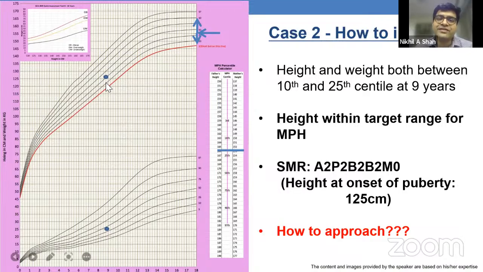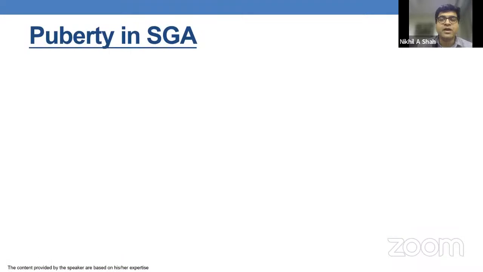So this is where SGA children are trying to trick us. If we just go by anthropometry, if we look at this child, you feel that this child is going to fall within the mid-parental height target range, and we would just leave this child. No, puberty in SGA children behaves very, very differently.